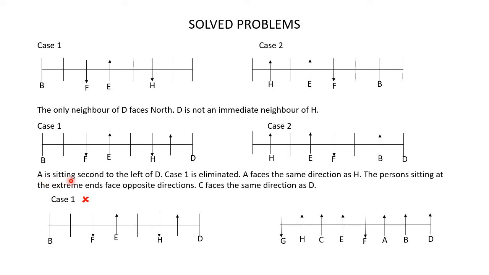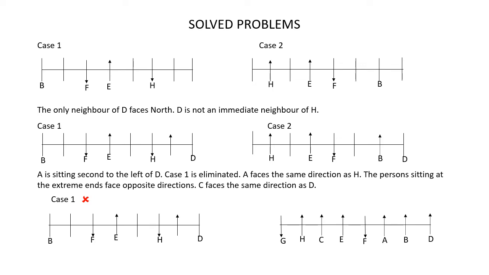Now it's given A is sitting second to the left of D. So in case 1, this is the position of D, and second to the left of D can only happen if D faces north. Then second to the left of D will be this position, which is already occupied by H. So A cannot sit here. So now case 1 is eliminated because there is no place for A.